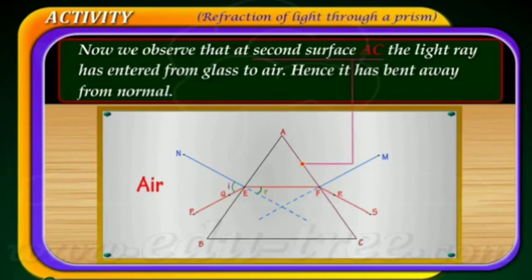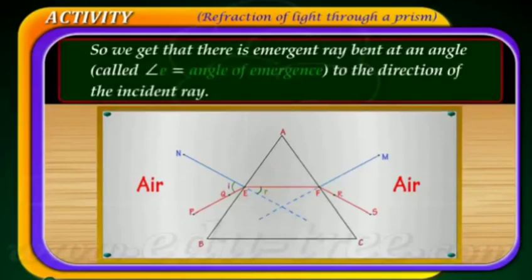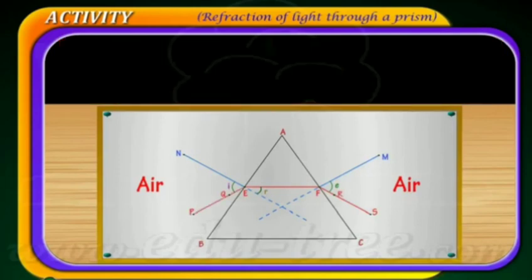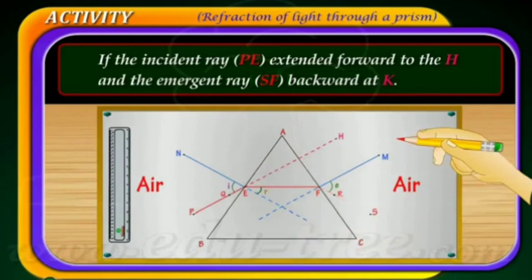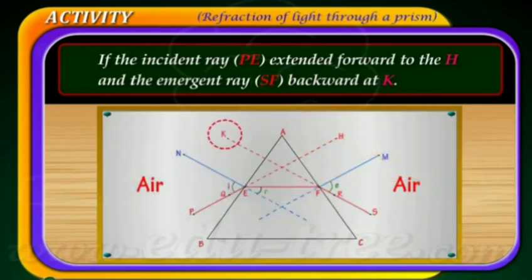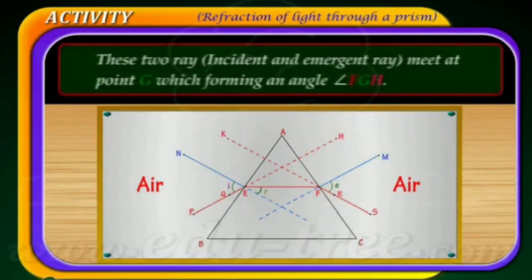Now, we observe that at the second surface AC, the light ray has entered from glass to air. Hence, it has bent away from the normal. So, we get the emergent ray bent at an angle called angle E, the angle of emergence. If the incident ray PE is extended forward to H, and the emergent ray SF backward to K, these two rays, incident and emergent, meet at point G, forming an angle FGH.